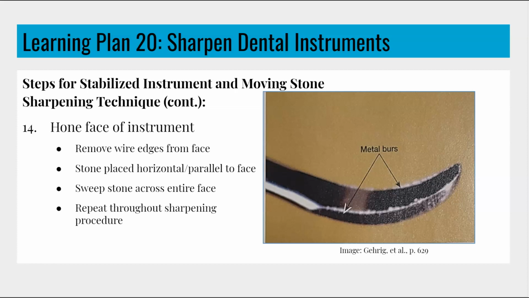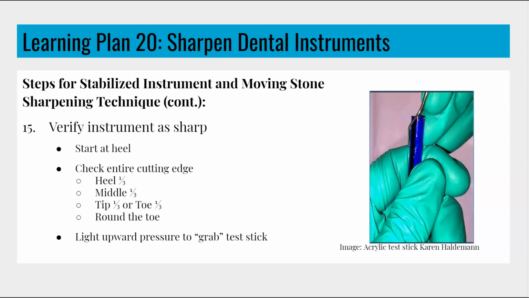Hone the face of the instrument after sharpening the cutting edges. Place the sharpening stone parallel and horizontal to the instrument face. Sweep the stone across the entire face of the instrument, simultaneously turning your wrist upwards and towards you. Verify the sharpness of the entire cutting edge of the instrument with the acrylic test stick using light upward pressure.